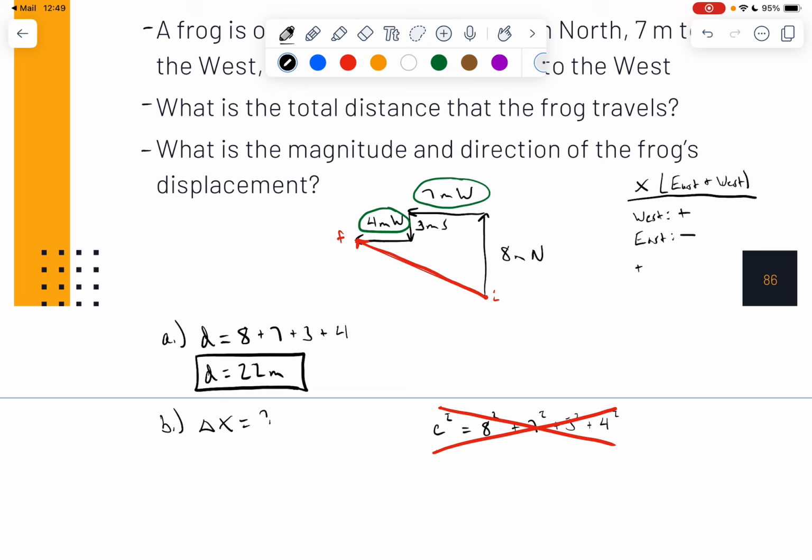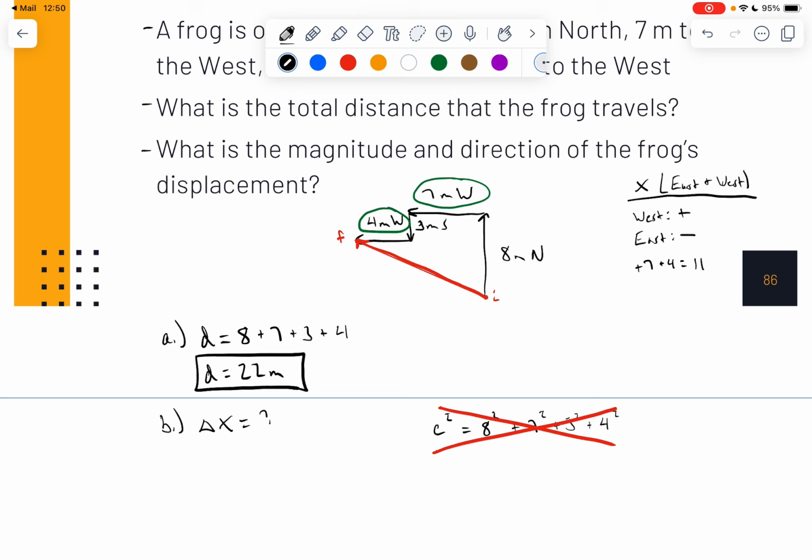we'll have 7 going west and we'll have 4 going west as well, giving us that we've gone a total of 11 meters west. So because they're both in the same direction, we're going to be adding them two together to get that amount.